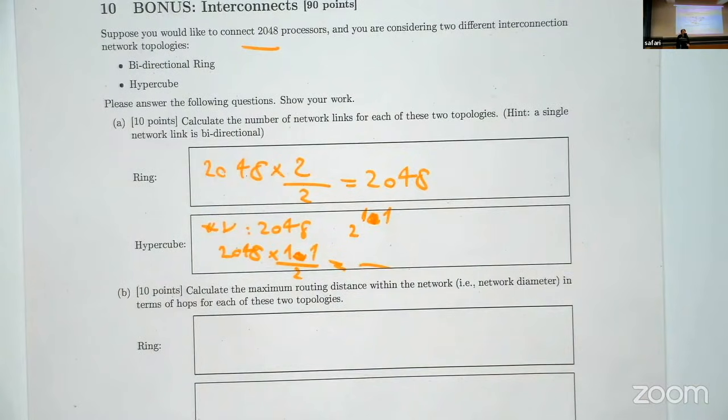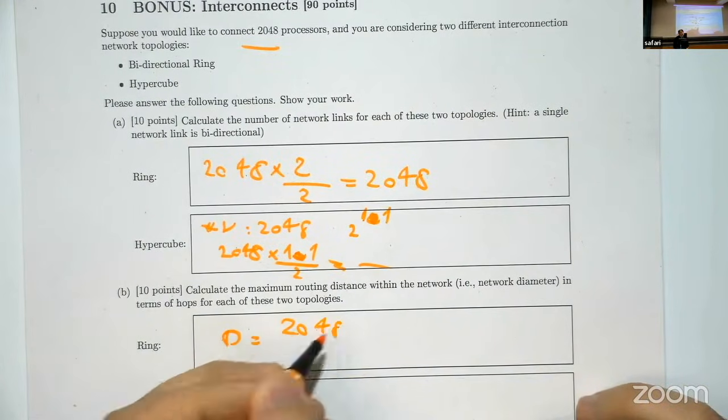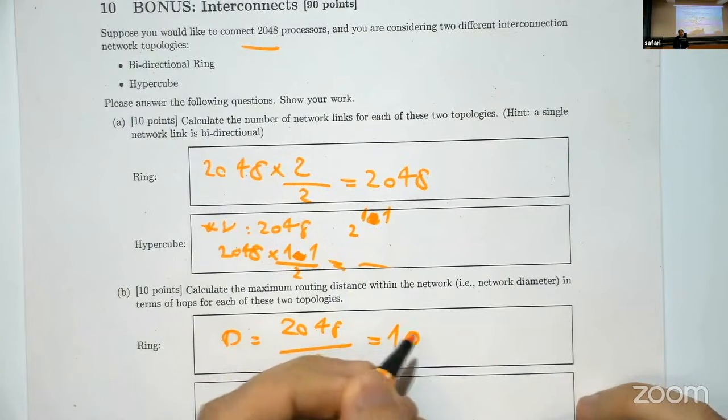Okay, so part B asks to calculate the maximum routing distance in the network. Basically, we are asking for the network diameter. I think you have already seen the definition or calculation of network diameter in the slides. For ring topology, when we have n vertices in a ring, the diameter is n over 2. So the diameter for ring is 2048 divided by 2, which is 1024.